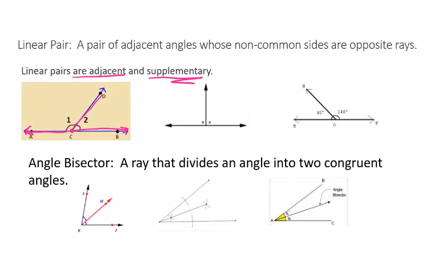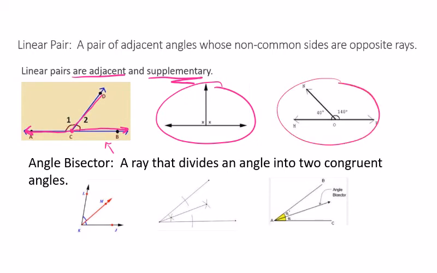You could have a situation where you have two angles, like angle 1 and angle 2, that are non-congruent and a linear pair. If you know one, you can do 180 minus that one to find the other. Here's a situation where you have two congruent angles that form a linear pair. And here's another situation of a linear pair.